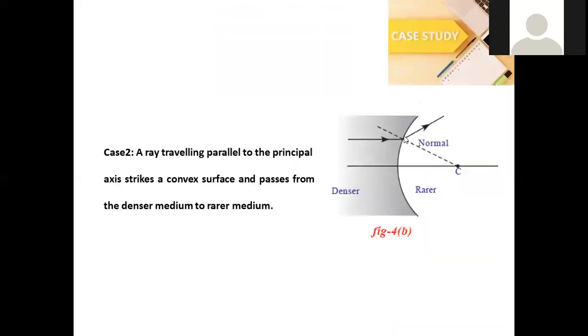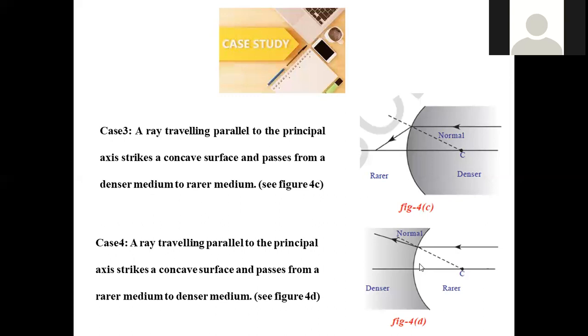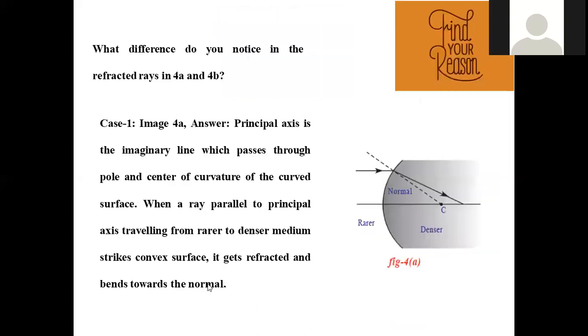Whereas 4B, it is moving away from the normal, and even in 4D, it is moving away from the normal, right? So these two are said to be reflection of light. 4B and 4D are identical in nature, right? So now let us put on some questions here.